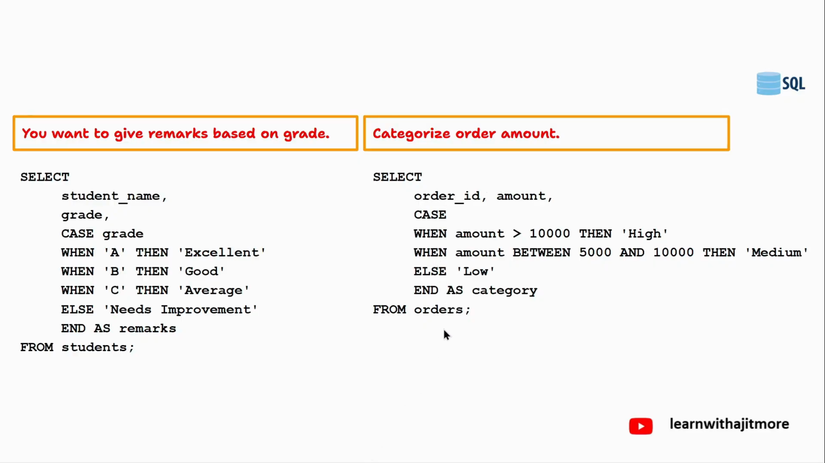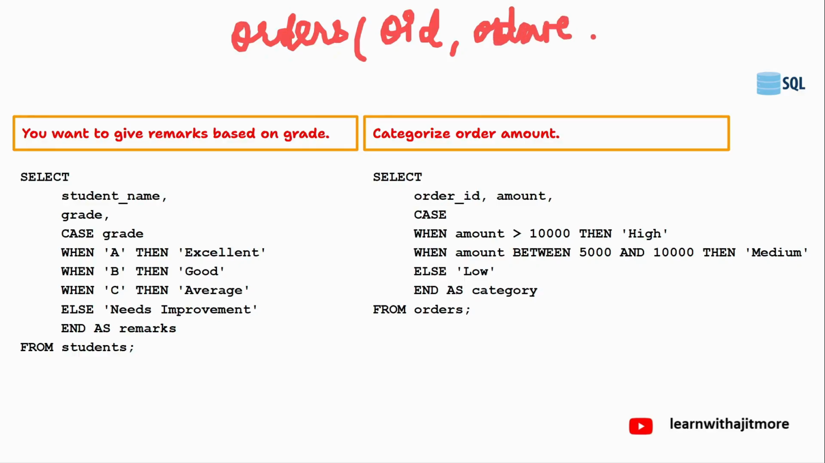Okay, assume there is an orders table, and in the orders table we have order ID, then the date of the order, order date, then the amount of that order, right?